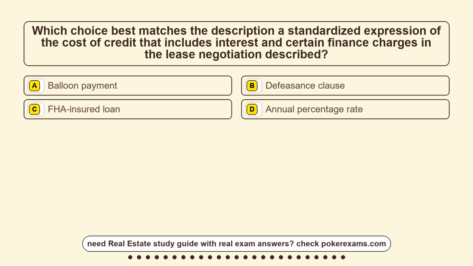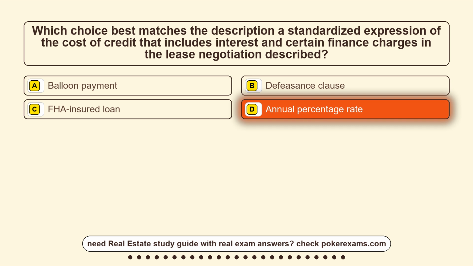Question 2. Which choice best matches the description as a standardized expression of the cost of credit that includes interest and certain finance charges in the lease negotiation described? Option A, balloon payment. Option B, defeasance clause. Option C, FHA-insured loan. Option D, annual percentage rate. The correct answer is option D, annual percentage rate.